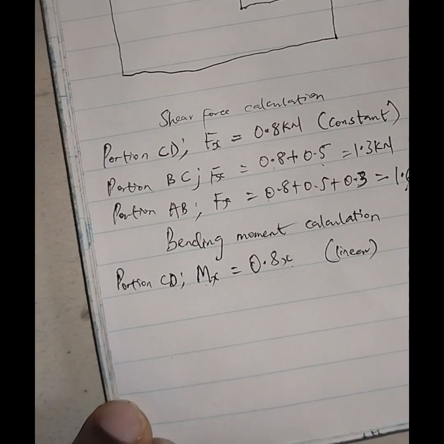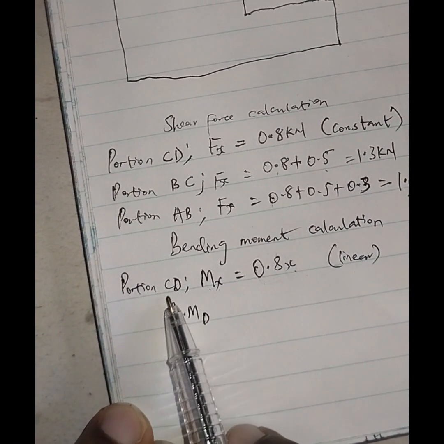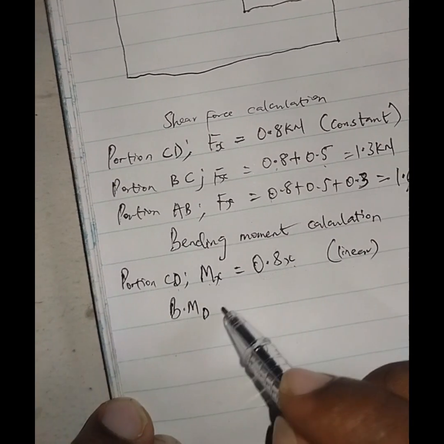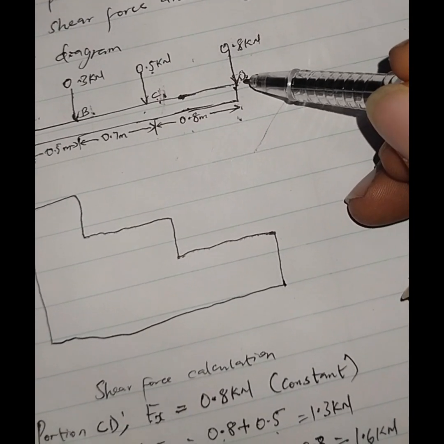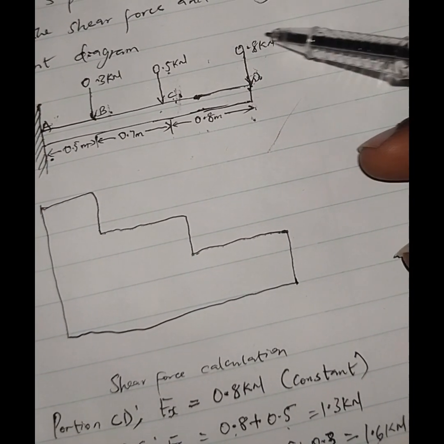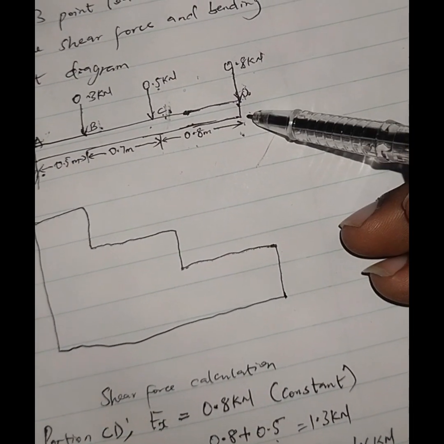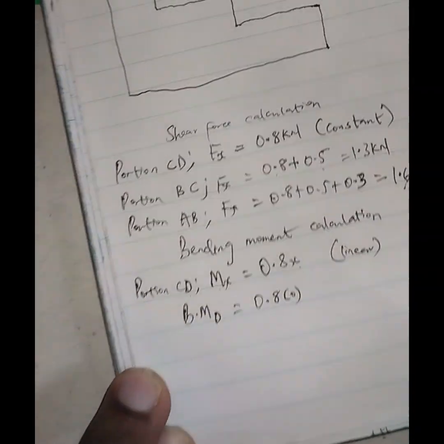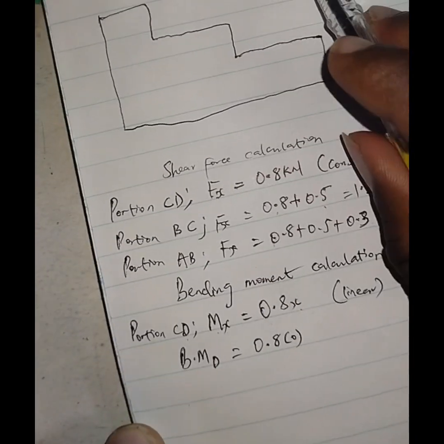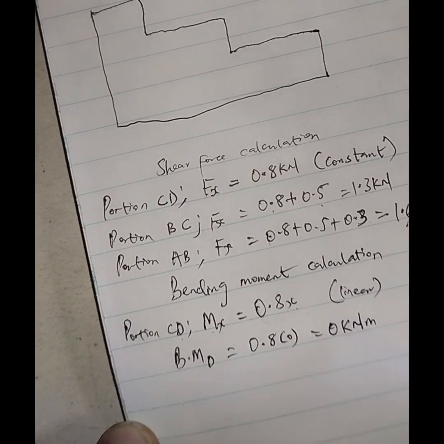So now you will solve bending moment of D, because this is portion CD. So you do D and C. Bending moment of D. Let's go. So now this is point D. We already know that this is 0.8, but D has not moved any distance. There is nothing at the front of D, so it has not moved any distance. So it's actually 0.8 times 0. Why? Because D has not moved any distance. So that is equal to 0 kilonewton meter.